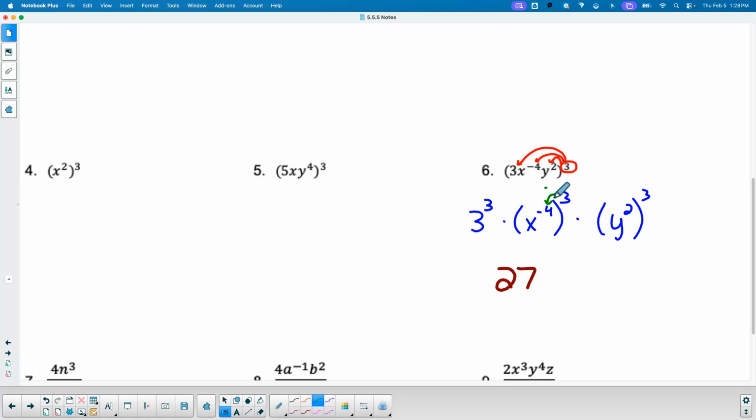Negative 12. Do we like negative exponents? No. So this would really be x to the negative 12 power, but we don't like negative exponents, so I have to make it positive by putting it in the basement. If it's negative on top, we put it in the basement to make it positive. If it's negative in the basement, we put it on top to make it positive.